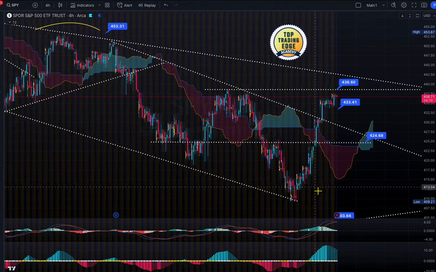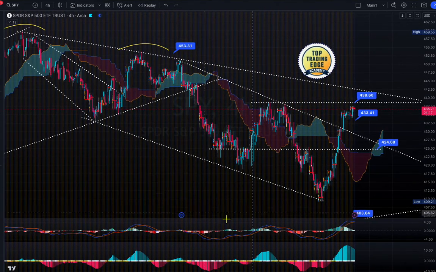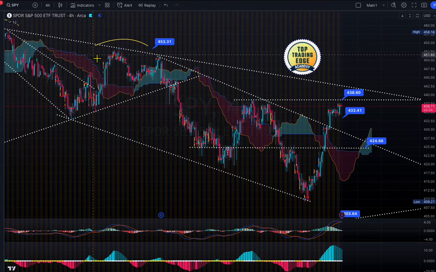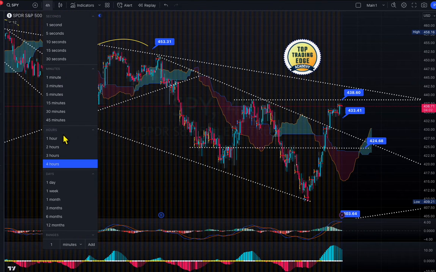What happened here, folks, is the market is overbought. Look at the history of the 4-hour chart here. Right there, overbought. Right here, overbought. Right here, overbought, right? So we are in overbought territory right now. So we might need to go to a smaller time frame to analyze.